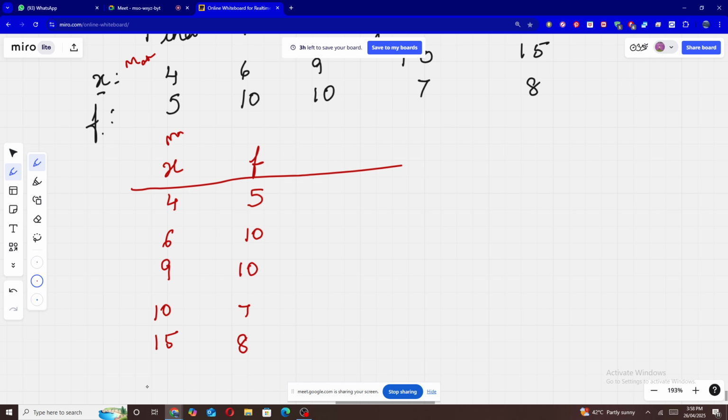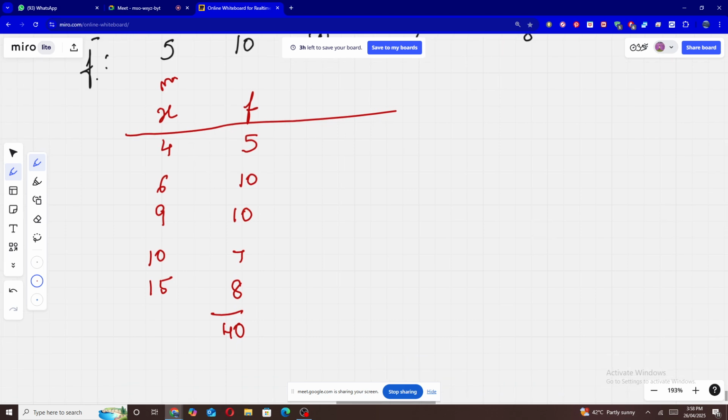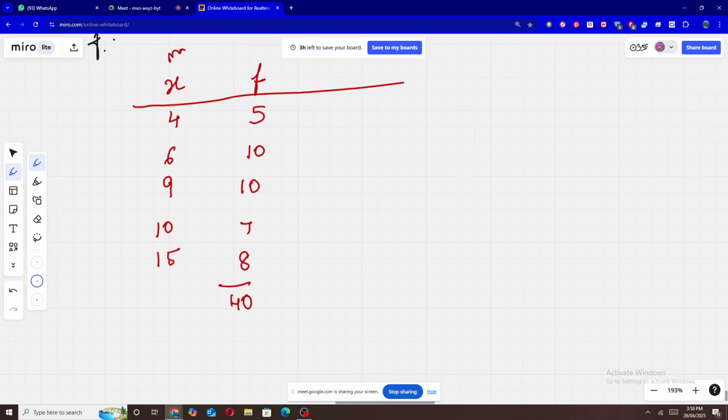Ma'am, what is X equal to? X is the number of observations? It is 40. There are 40 kids. Now what's X basically? X is the sum of observations or not? No, wait. Let me explain. X is marks. 4 marks is achieved by 5 kids. 6 marks is achieved by 10 kids. 9 marks by 10 kids.